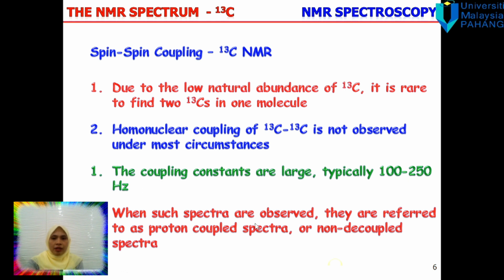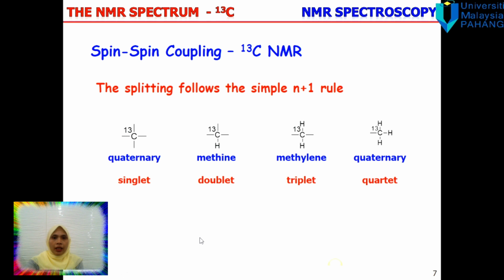With such spectra observed, they are referred to as proton coupled spectra or non-decoupled spectra. If a splitting pattern can be observed, it is just coupling with the proton. It's not coupled with its own neighboring carbon. That's the meaning of this sentence. You can see that the splitting by the proton for the C13 also follows the n plus 1 rule.